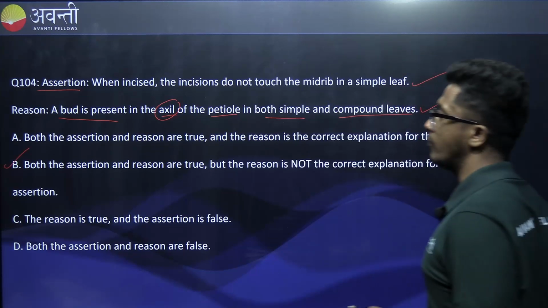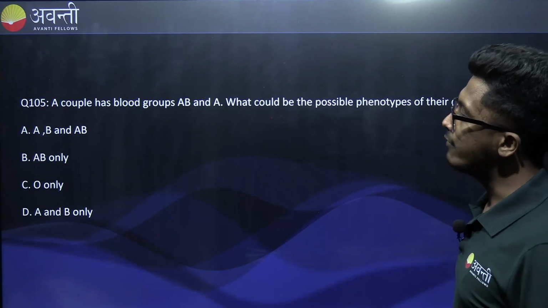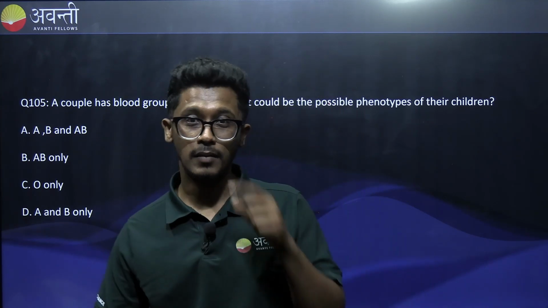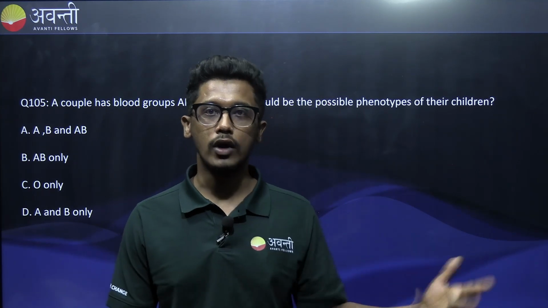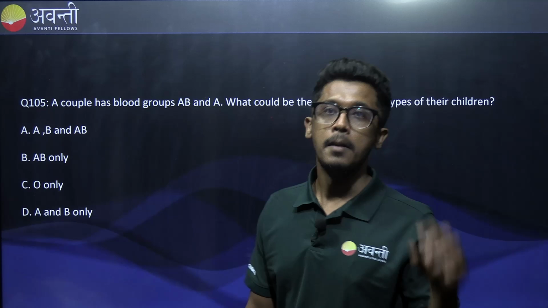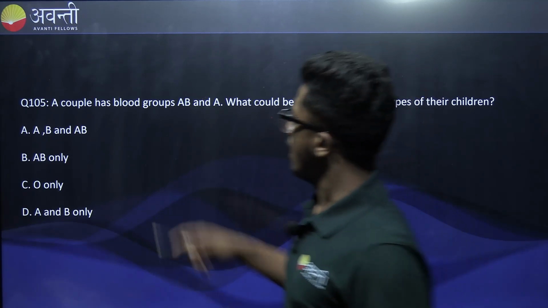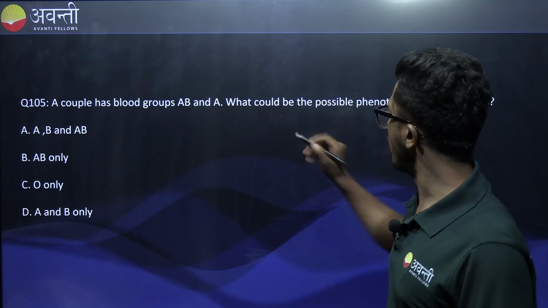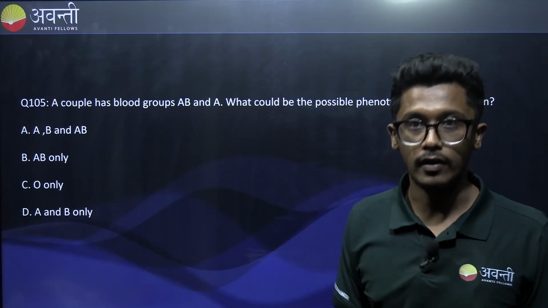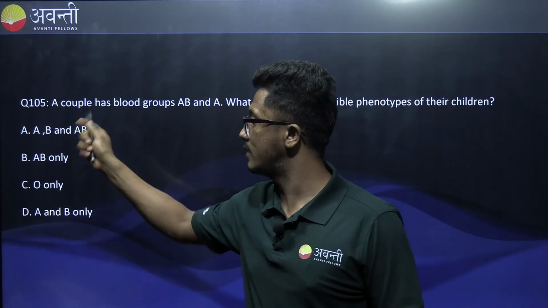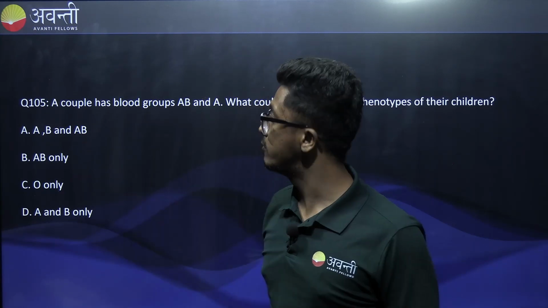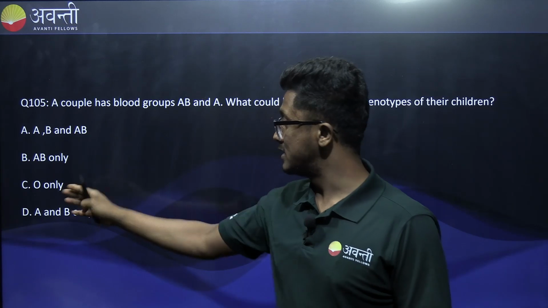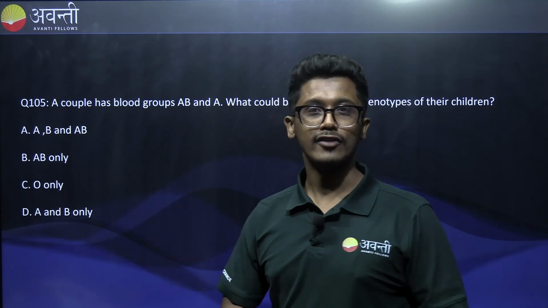Okay, so let's go for the next question. Our next question is a very interesting question. I think we solved a similar situation when we were talking about principles of inheritance and variation. But anyway, let's look at the question. A couple has blood groups AB and A. What could be the possible phenotypes of their children? The given options are: option A says A, B and AB are possible; option B says the children will have AB only; C says O only; and D says A and B only.